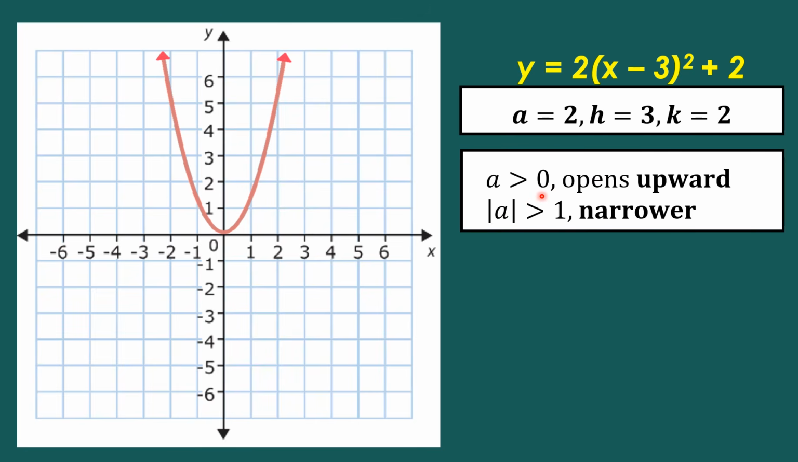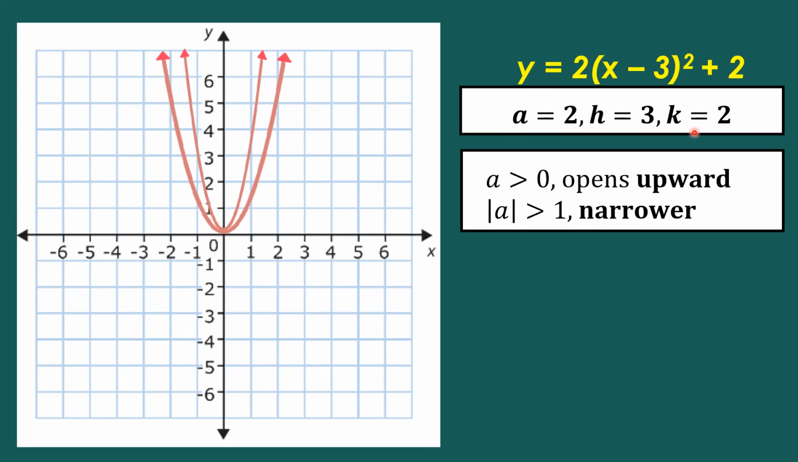Since a is greater than 0, that is 2, the graph will opens upward. But this time, the absolute value of a is 2, and it is greater than 1. Ibig sabihin, ang graph natin will be narrower compared to our parent function. So kung ito si parent function, anong mangyayari sa graph? Ayun, kikitid yung ating graph. So this is now the graph when a is equal to 2.